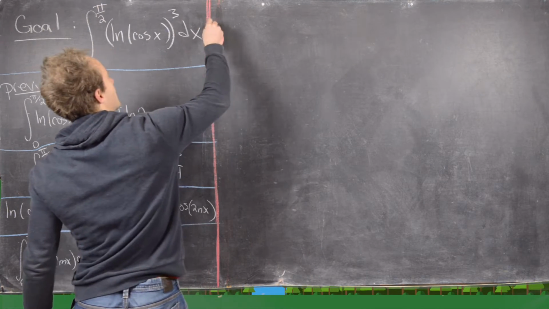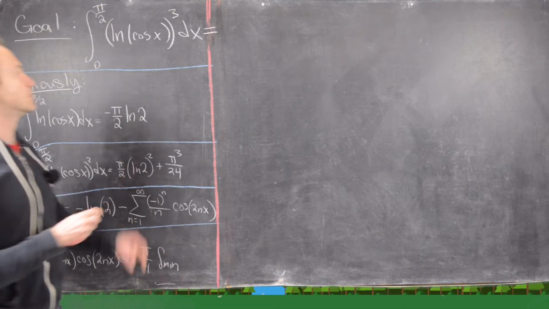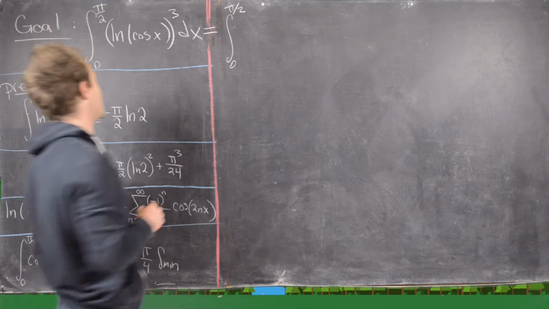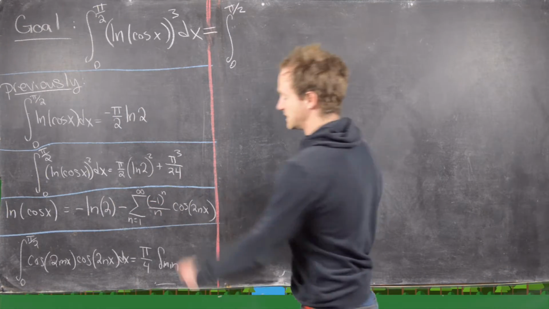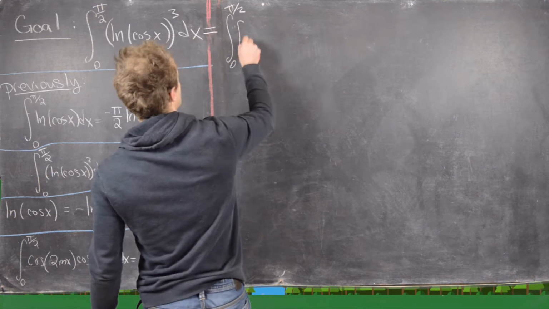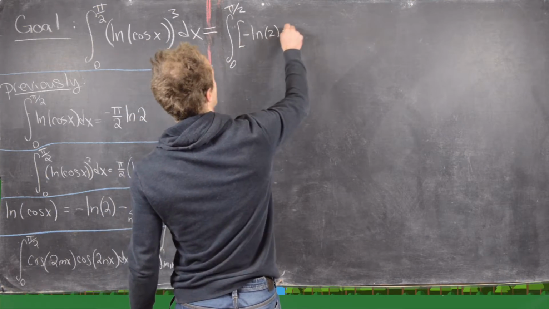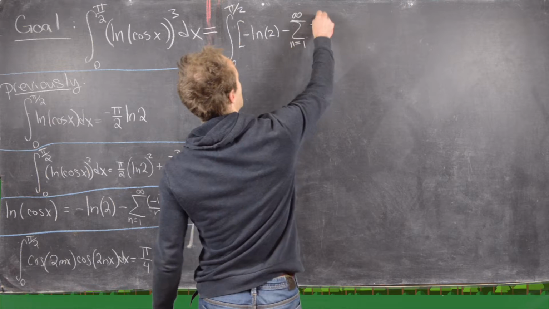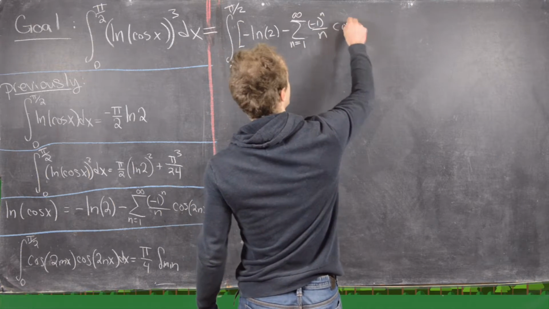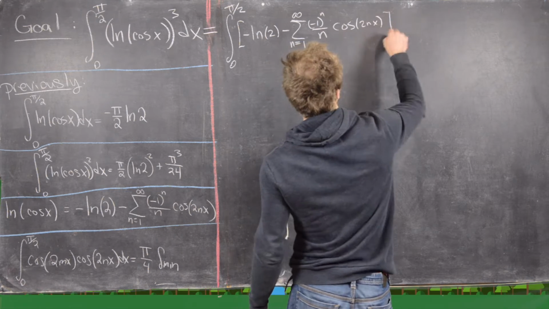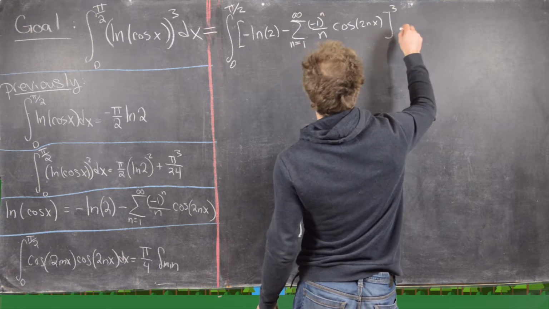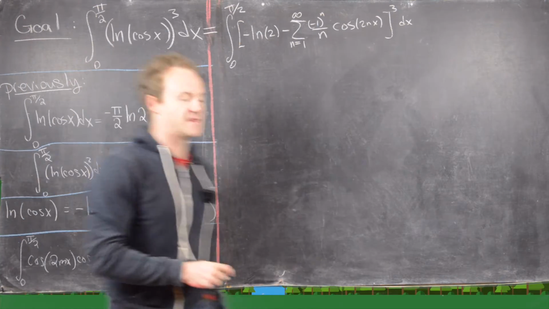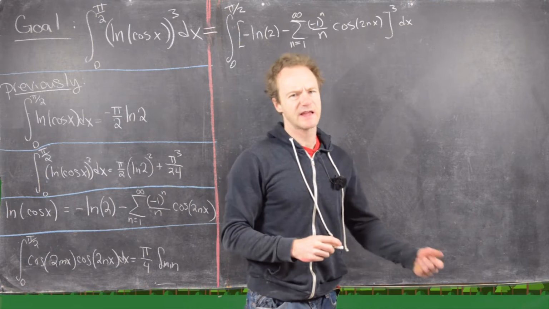So I'm going to open this portal up and we're going to set this equal to the following thing. We'll have the integral from 0 to pi over 2, and then we're going to replace the natural log of cosine with this guy right here. That's going to give me minus natural log of 2 minus this sum n equals 1 to infinity of minus 1 to the n over n cosine 2nx, and then all of this is going to be cubed and then dx. I've just replaced natural log of cosine with this Fourier series expansion, which we calculated in the previous video.